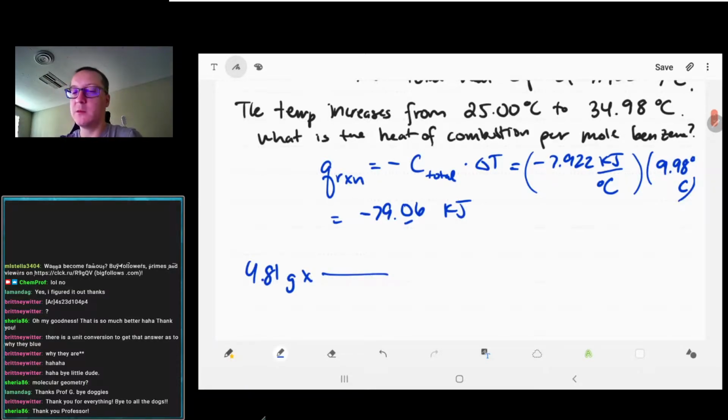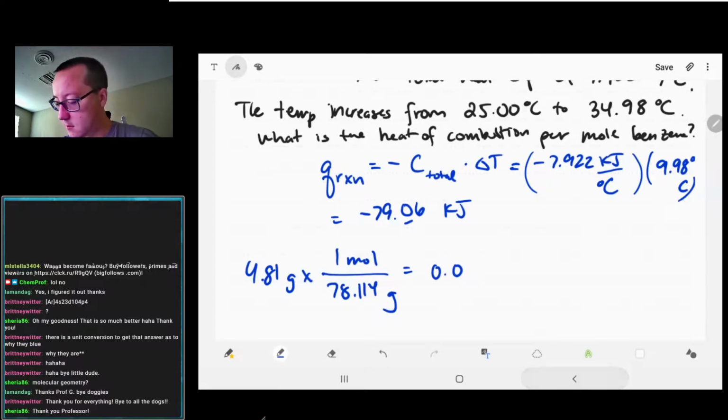Let's look up benzene's molar mass. I have completely made this problem up, so I don't know that the delta H will actually line up with what it should be, but it'll be close enough. Maybe. So doing this, we get 4.81 divided by 78.114. That is 0.06158 moles of benzene with 3 sig figs.